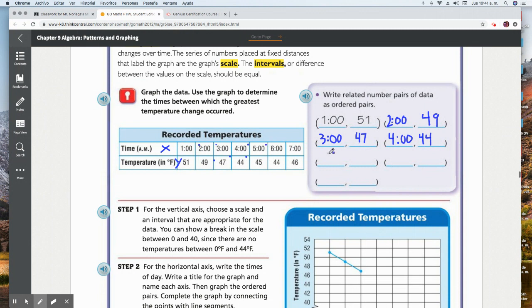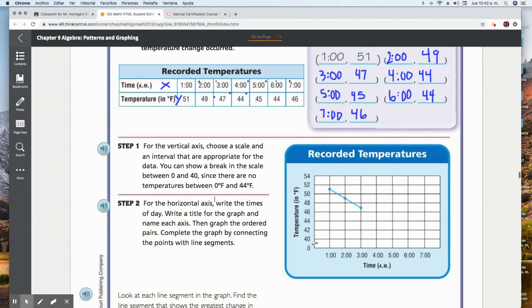Then at 5 o'clock in the morning, the temperature was 45. At 6 o'clock in the morning, the temperature was 44. And the last one, 7 o'clock in the morning, the temperature was 46. Now that I completed my ordered pairs, we move on to step number 1. Let's read what step number 1 says.